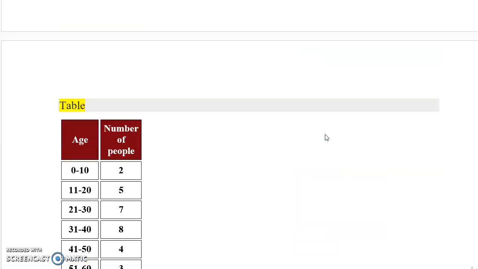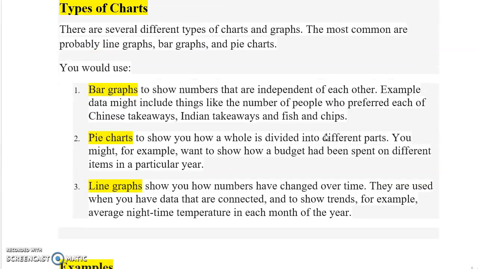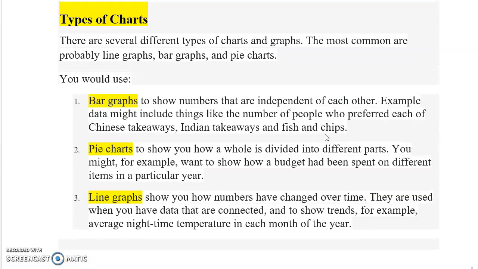Actually, there are many types of charts. We have something like pyramid ones. We have the combination of line charts, two-line charts in one graph. We have so many types actually, but the ones that we have to focus on today are these three types.